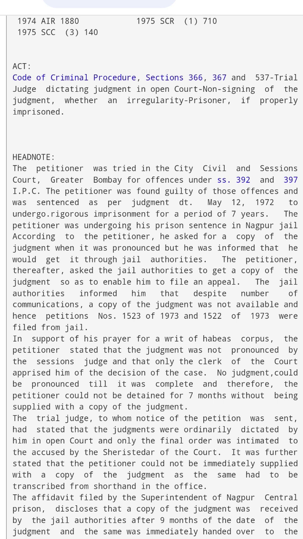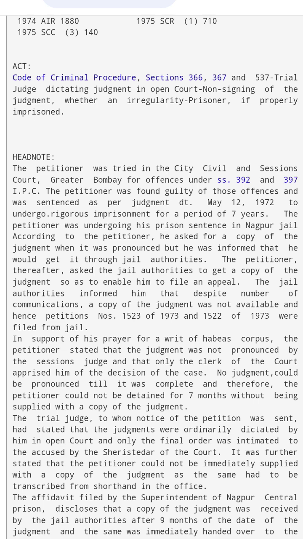The judge also explained why the petitioner didn't get a copy of the judgment right away. The judgment was written in shorthand, a quick way of writing, like a code, and it needed to be typed up in regular writing before the petitioner could get a copy. This took time.